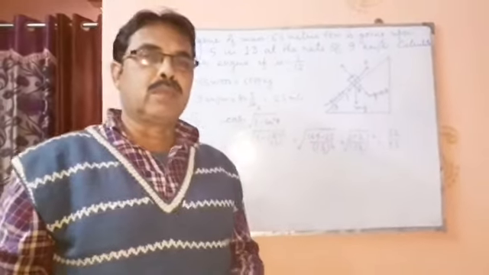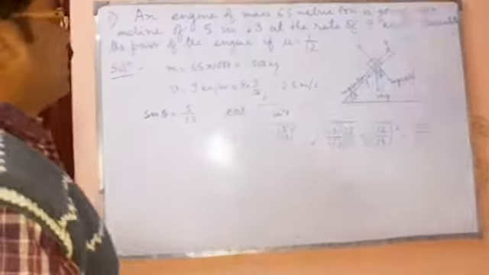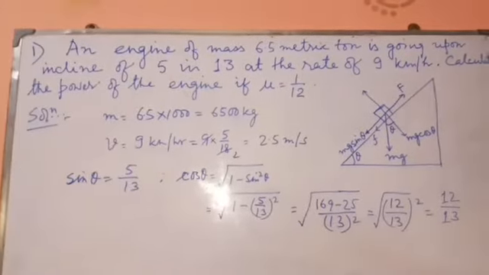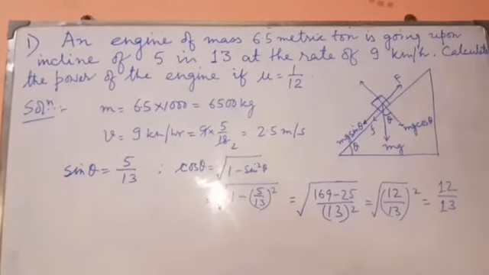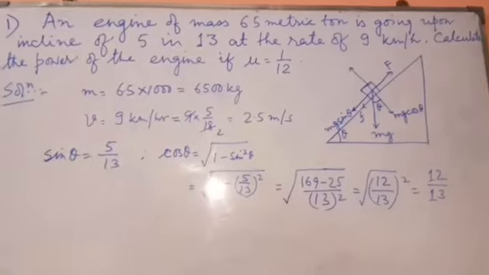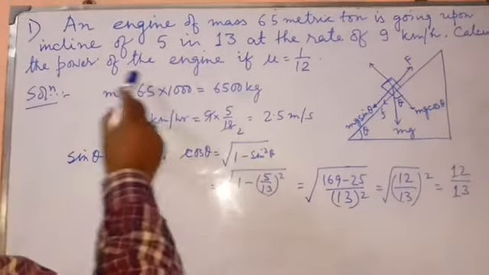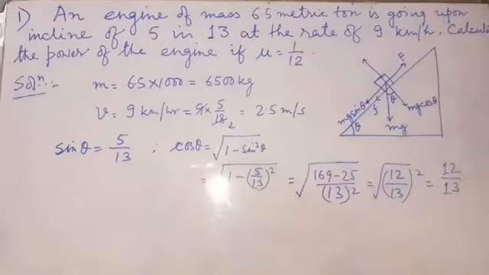Now we are taking one problem. The problem is: an engine of mass 6.5 metric ton is going up an incline of 5 in 13 at the rate of 9 km per hour. Calculate the power of the engine if mu equals 1 by 12.